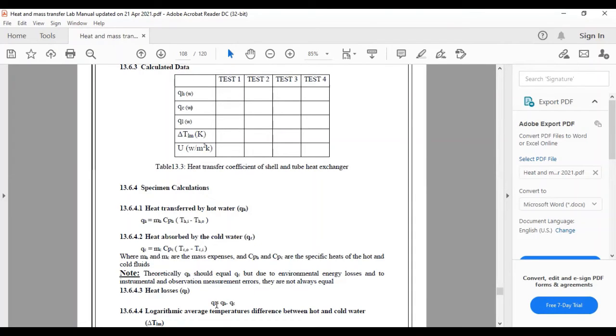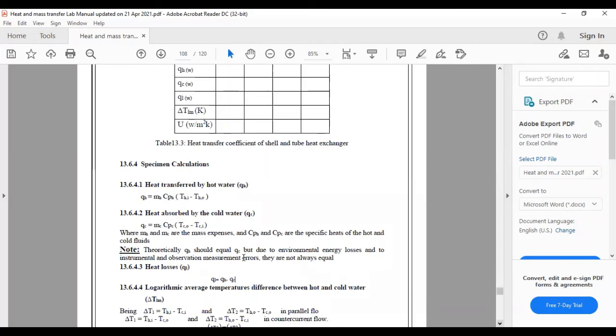This QL is basically the heat loss from hot water to cold water. If we are transferring heat, the heat loss is QL. It should ideally be 0.